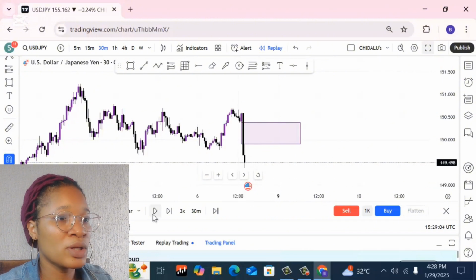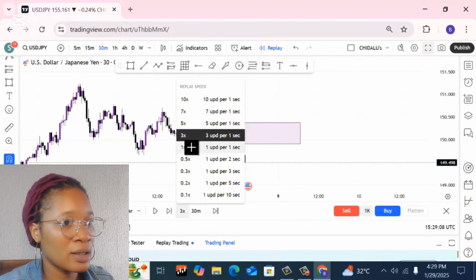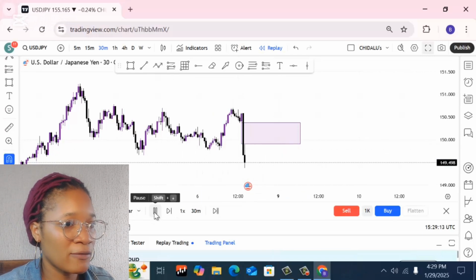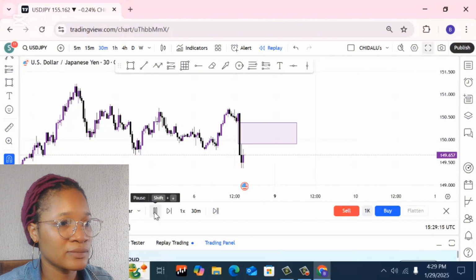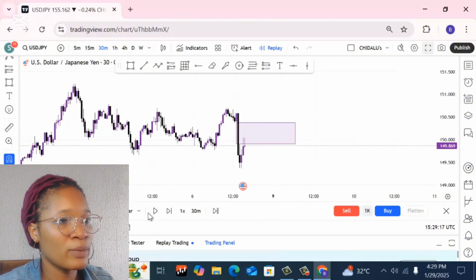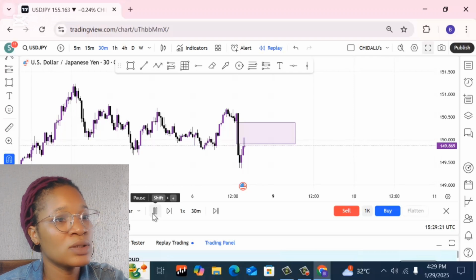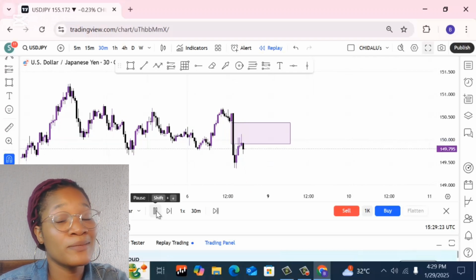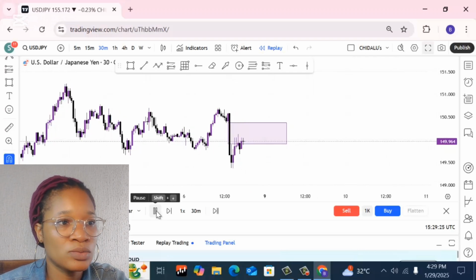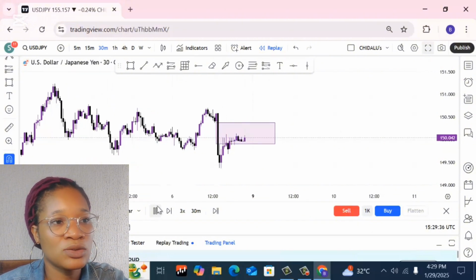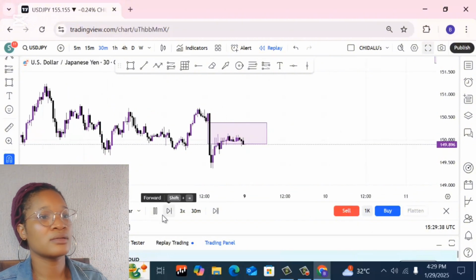Okay, so this hasn't given us a pullback yet, so let's see if we can find that first. Pullback has happened. Yes, price has come into that zone. So let's see whether price will respect that zone, right? That's what we're looking out for, if price is going to respect that zone.